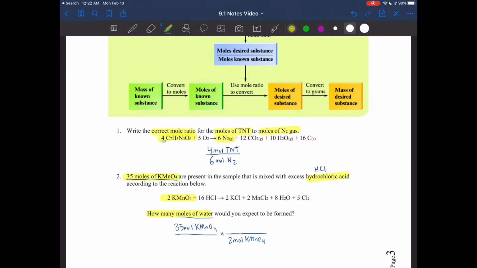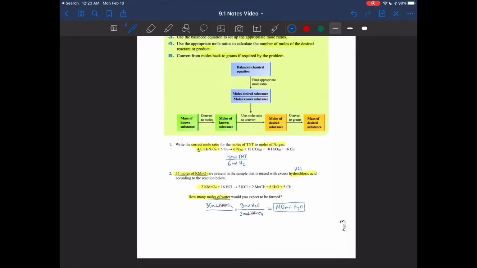So we're going to put that down there to cancel out with the initial moles that we had. Now we're going to look for water. It looks like there are 8 moles of H2O in that equation. So we're going to put that on top and then solve this problem. 35 times 8 divided by 2 should get us our answer in number of moles of water. And as you can see, the number of moles of KMnO4 did cancel out. After calculating this, you should get about 140 moles of H2O.